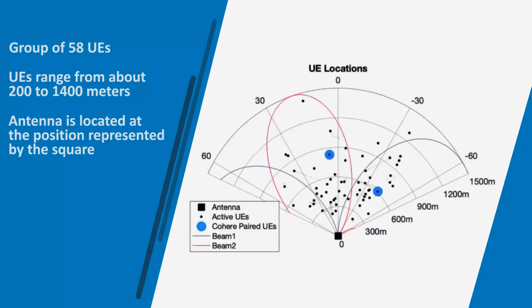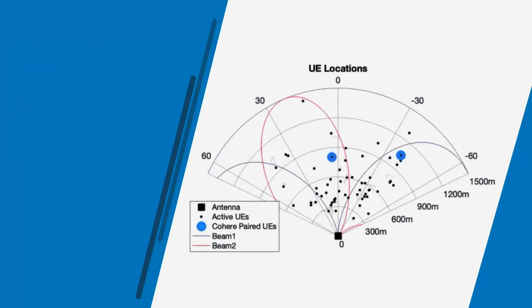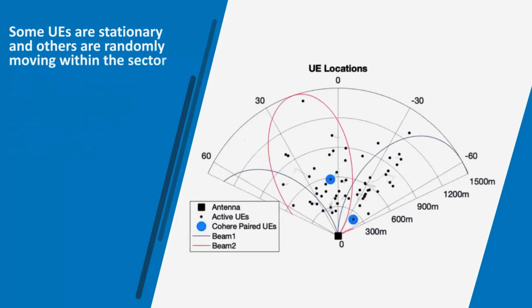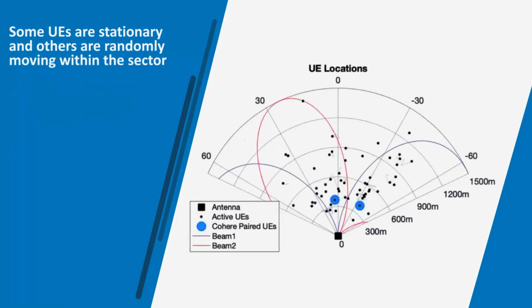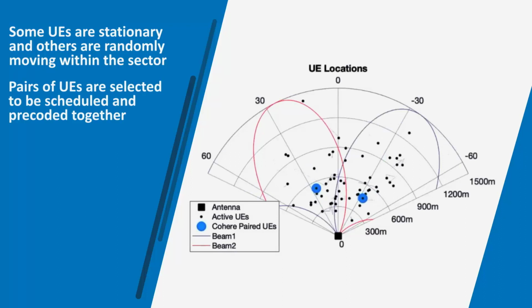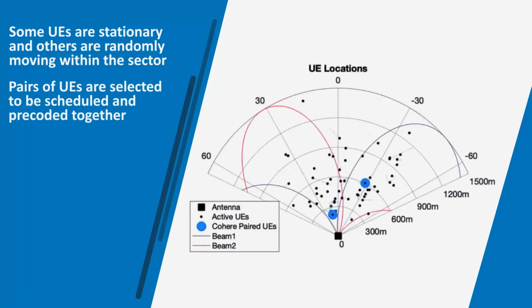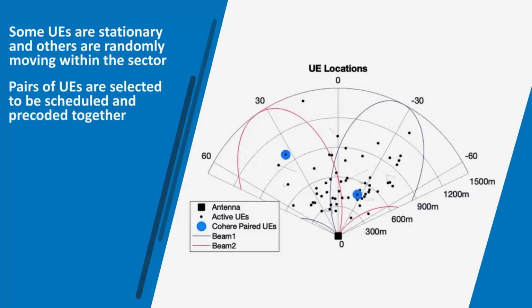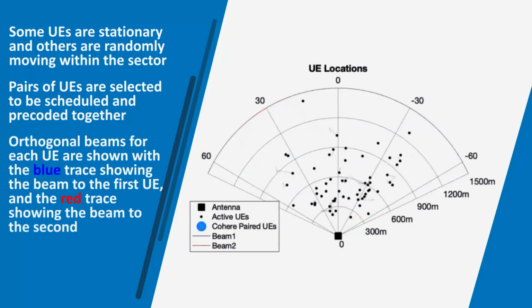A mobility profile was introduced where you will see that some UEs are stationary and others are randomly moving within the sector. As the simulation proceeds, it highlights the scheduling function where pairs of UEs are selected to be scheduled and pre-coded together. Pairs of UEs are highlighted with large blue circles. Along with each pairing, orthogonal beams are shown with the blue trace showing the beam to the first UE and the red trace showing the beam to the second.